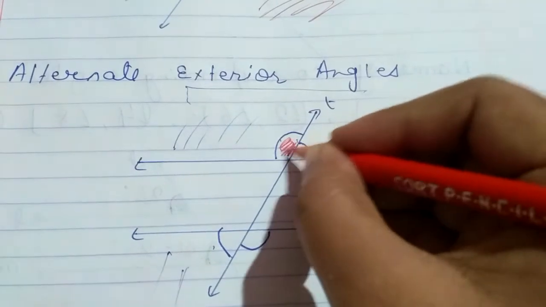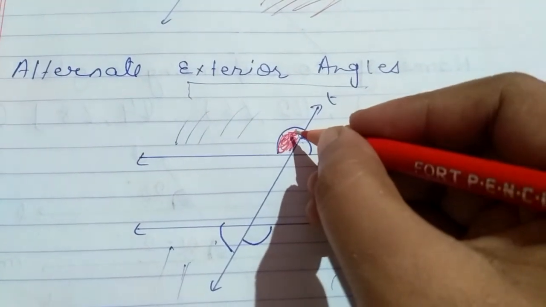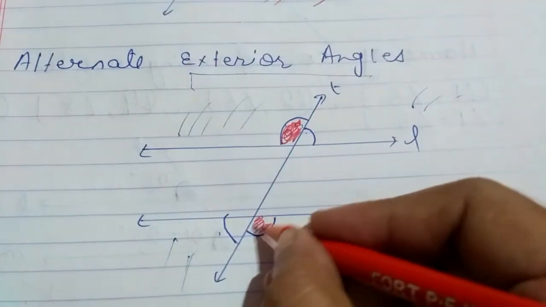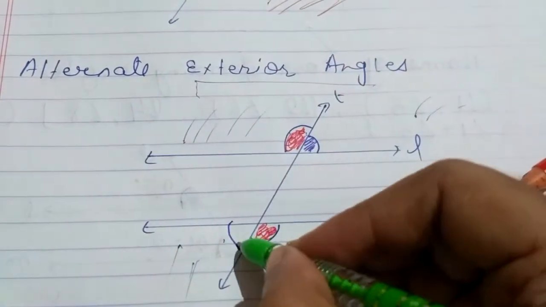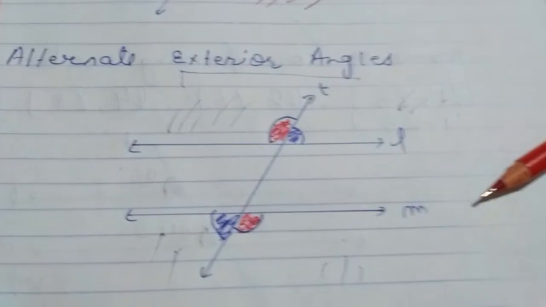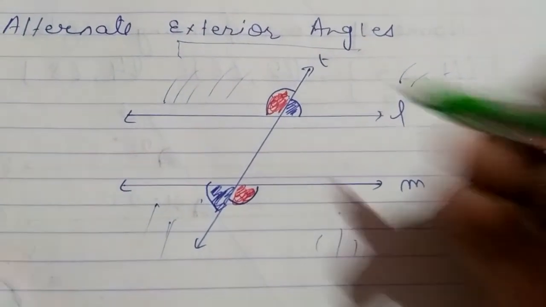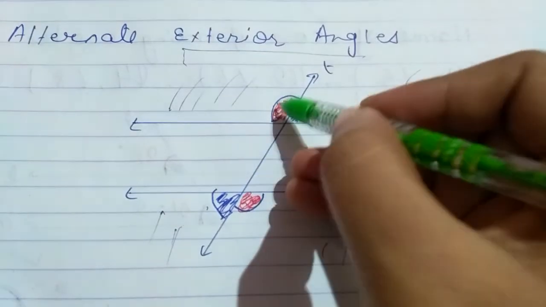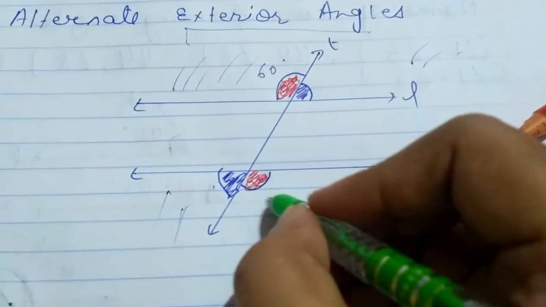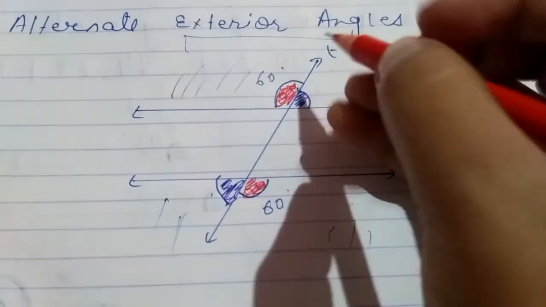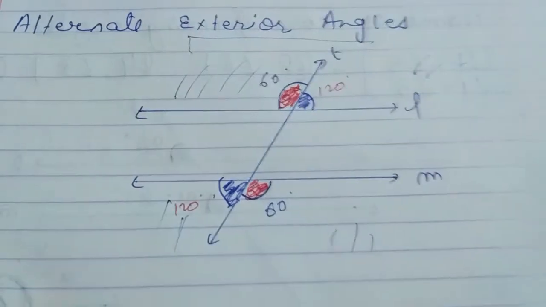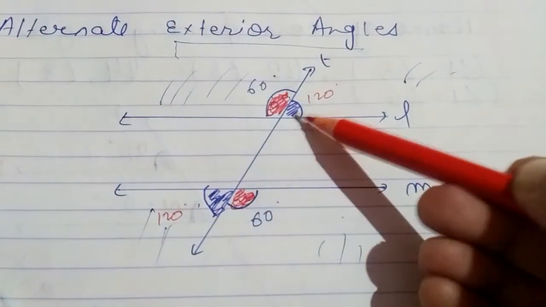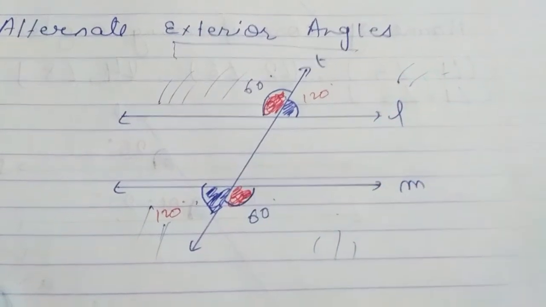Now, the meaning of alternate angles is that this angle is equal to this angle, and this angle is equal to this angle. Suppose if you are given 60 degrees, then this one is also 60 degrees. If you are given 120 degrees, then this one is also 120 degrees. Why? Because this pair is the same.